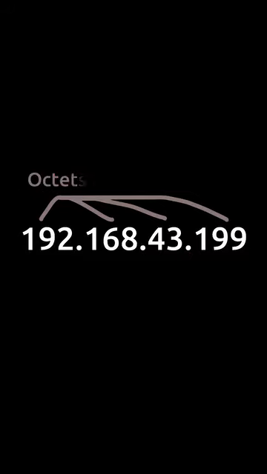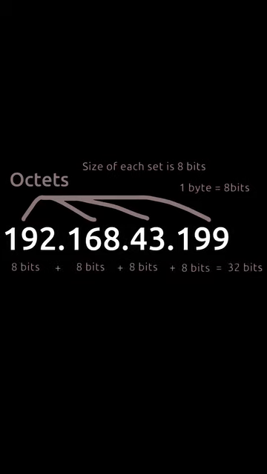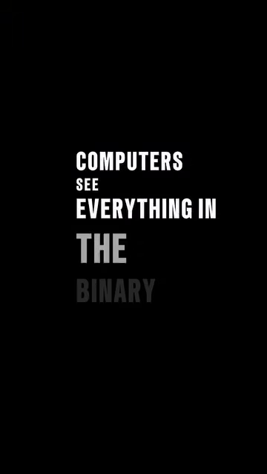These sets are called octets because each set is of 8 bits, that is 1 byte, because 1 byte is equal to 8 bits. That means the size of a complete IP address is 32 bits, which is similar to 4 bytes. Computers see everything in the binary language. Each set is of 8 bits.